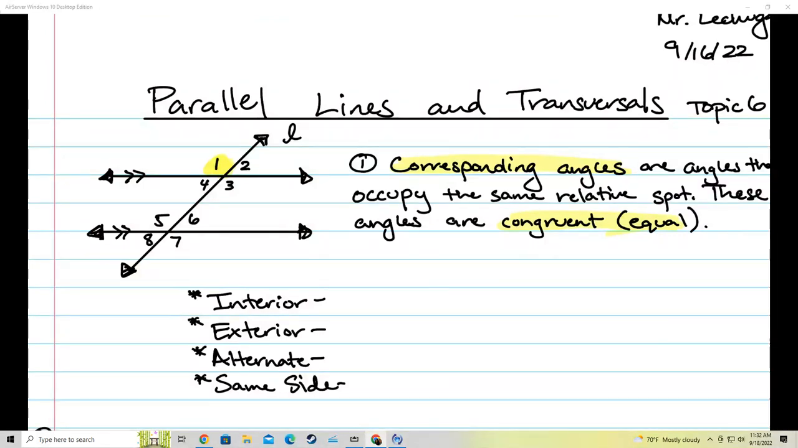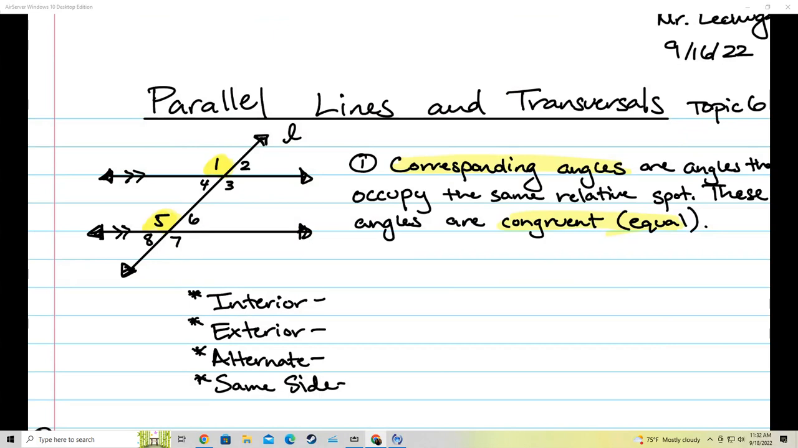So if I look at angle 1 and describe it as it relates to angles 1, 2, 3, and 4, I would say angle 1 is on the top and on the left. So angle 1 is on the top left. If I were to match that up with the angles down here, 5, 6, 7, and 8, which is the angle that has the same spot? Which one of 5, 6, 7, or 8 is also on the top left? Well, the one on the top and on the left side would be angle 5. So I would say angle 1 is corresponding to angle 5. They're in the same relative spot if I were to slide those angles down that line.